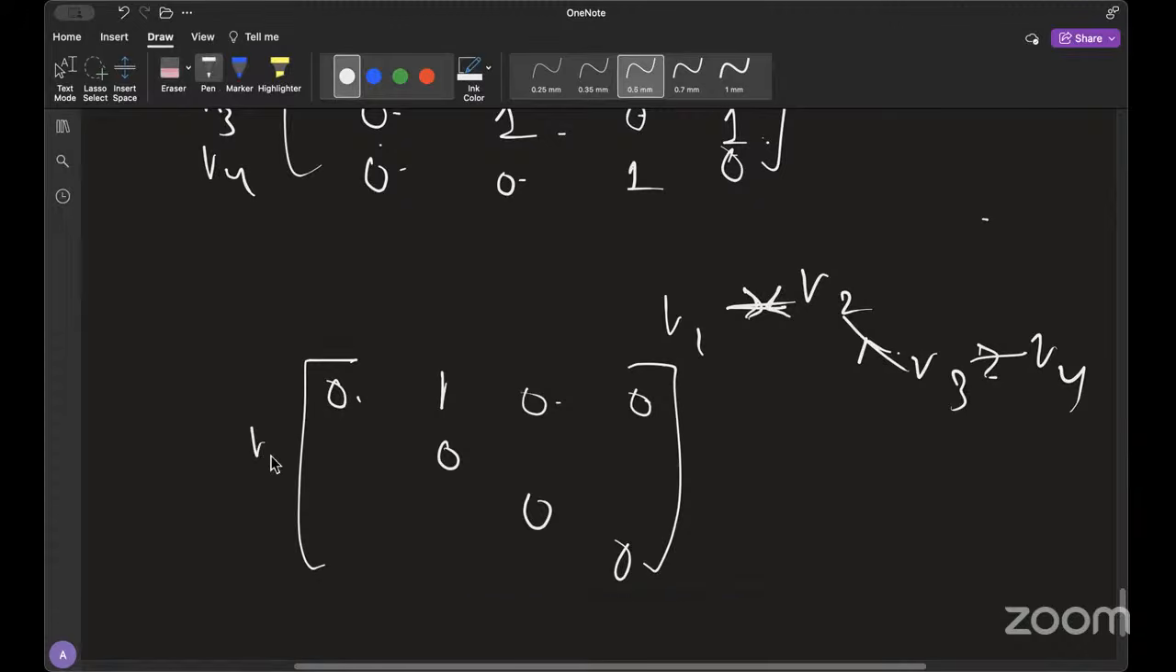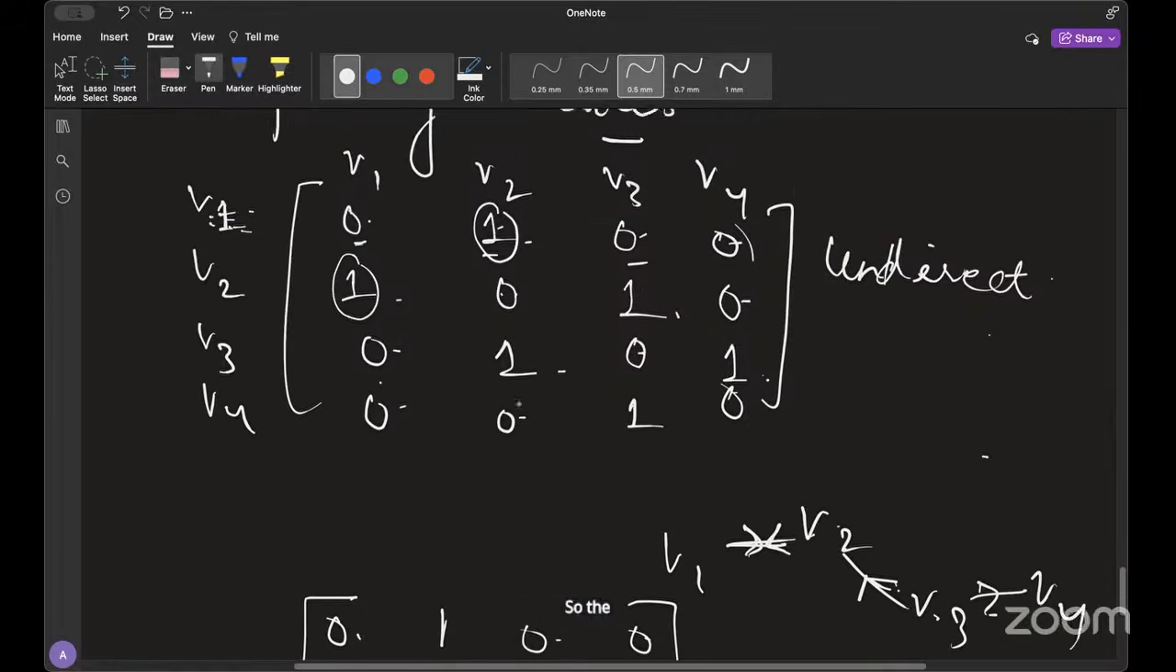Then you'll come to the second one, V2. From V2 to V1, you do have an edge directed from V2 towards V1, right? So you'll have a 1 here. Then from V2 to V3, there is no edge. You have an edge from V3 to V2, but not from V2 to V3. That's why this will be 0. Then from V2 to V4, again 0. And in this manner, it continues.